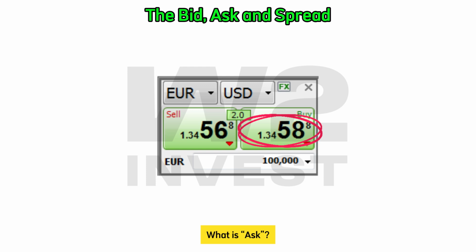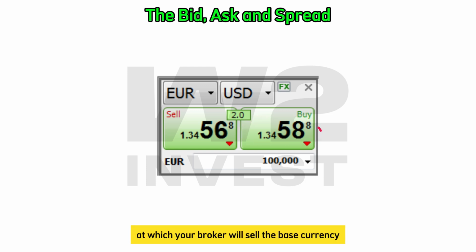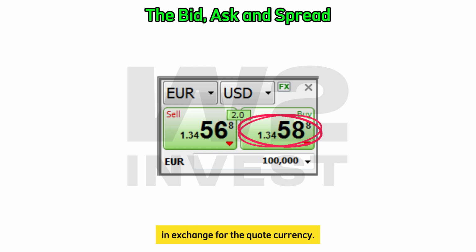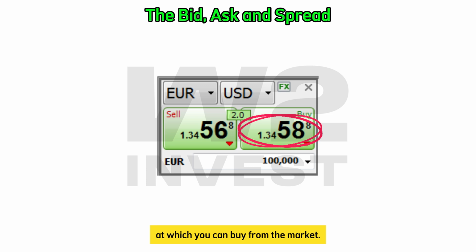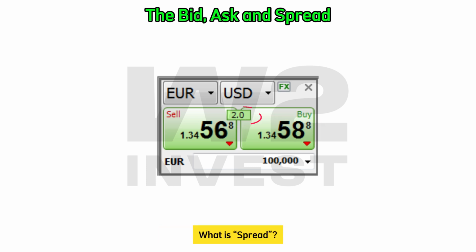What is ask? The ask is the price at which your broker will sell the base currency in exchange for the quote currency. This means the ask price is the best available price at which you can buy from the market. Another word for ask is the offer price. If you want to buy something, the broker will sell or offer it to you at the ask price. What is spread? The difference between the bid and the ask price is known as the spread.